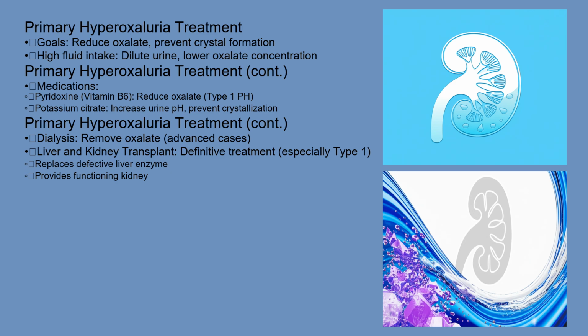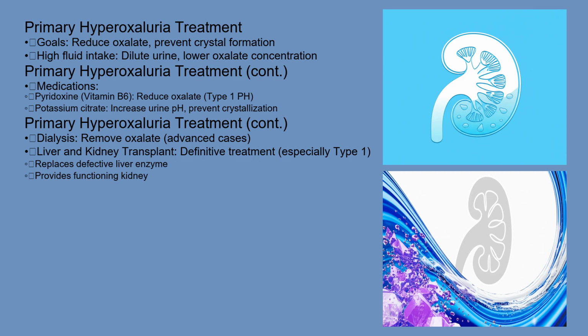The treatment of primary hyperoxaluria focuses on reducing oxalate production and preventing crystal formation. High fluid intake is crucial to dilute the urine and reduce the concentration of oxalate. Medications, such as pyridoxine, or vitamin B6, for some patients with type 1 PH, can help reduce oxalate production. Potassium citrate can help increase urine pH and prevent calcium oxalate crystallization. In advanced cases, when kidney function is severely compromised, dialysis may be necessary to remove oxalate from the blood.